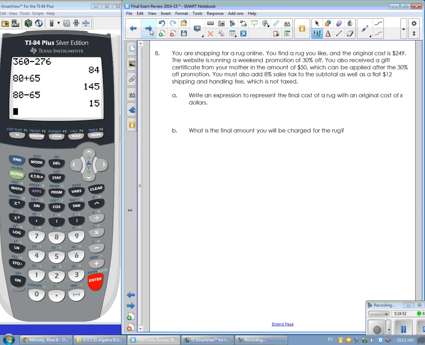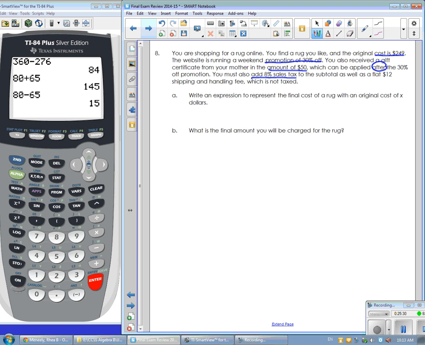Okay? All right, number 8. This has to do with function composition, and it's a real-life example of what you do when we're composing functions together. So in number 8, it says you're shopping for a rug online. You find a rug you like, and the original cost is $249. The website is running a weekend promotion of 30% off. You also receive a gift certificate from your mother in the amount of $50. So we get another $50 off, and it can be applied, this is important, after the 30% off. You must also add 8% sales tax.